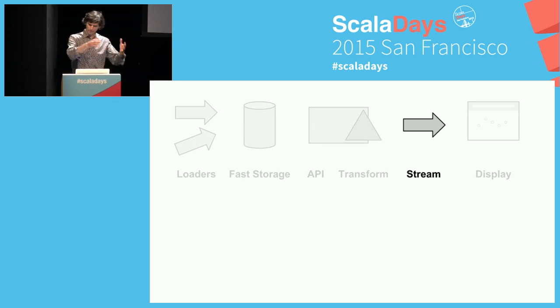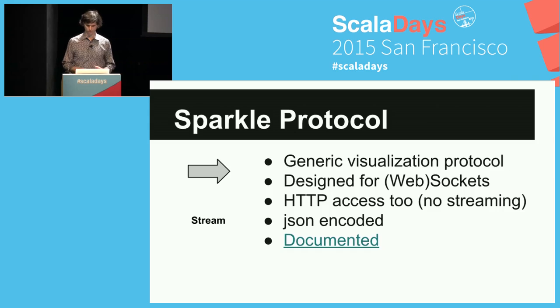Okay, having loaded and then stored the data and then maybe done some mathematics on it, then we want to deliver that data to clients. And the idea is, there's a proposal in Sparkle for a draft of a standard way to communicate streaming data from a visualization server to a client. It's documented. You can follow that link later.